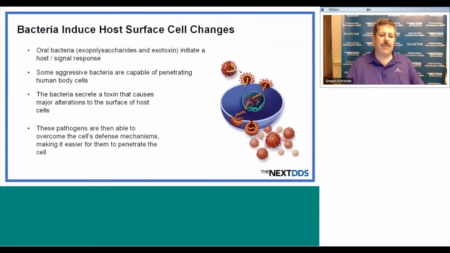Oral bacteria through exopolysaccharides and exotoxin initiate a host signal response. Some aggressive bacteria are capable of penetrating human body cells. These bacteria secrete a toxin that causes major alterations to the surface of host cells. And these pathogens are then able to overcome the cell's defense mechanism, making it easier for them to penetrate the cell.